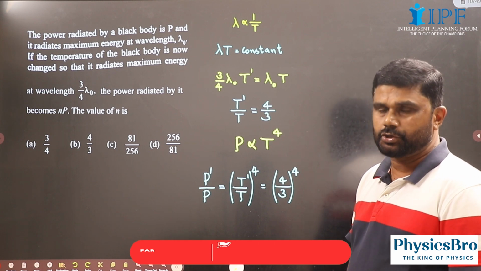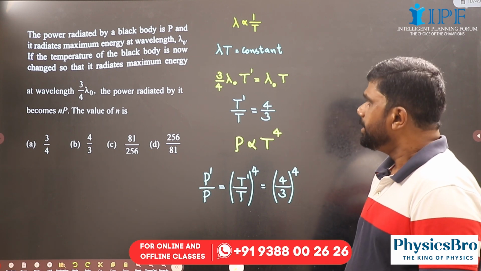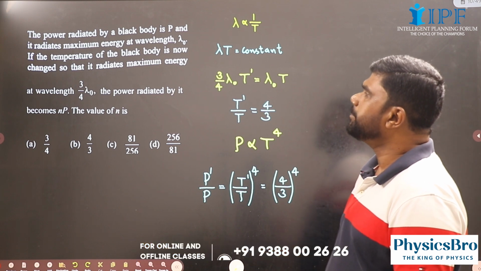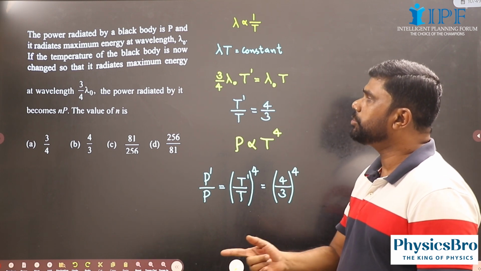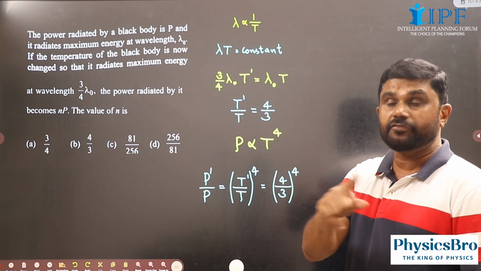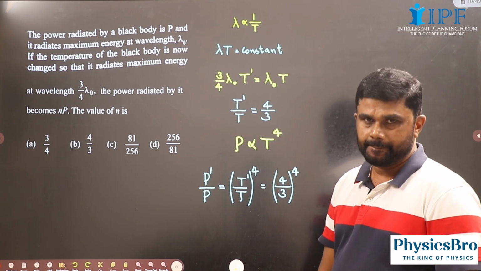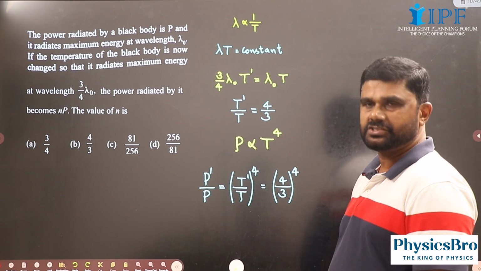Okay. Now the power radiated by a black body is P and it radiates maximum energy at a wavelength lambda 0. It's Wien's displacement law. Now see, if the temperature of the black body is changed so that it radiates maximum energy at wavelength 3 by 4 lambda 0, the power radiated by it becomes NP. The value of N is?